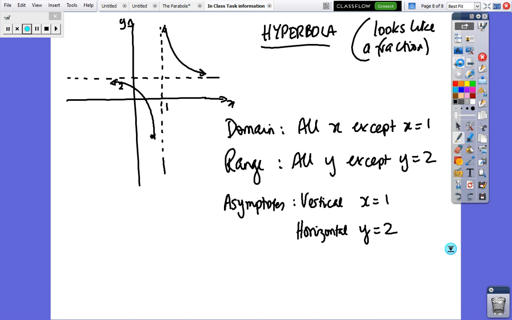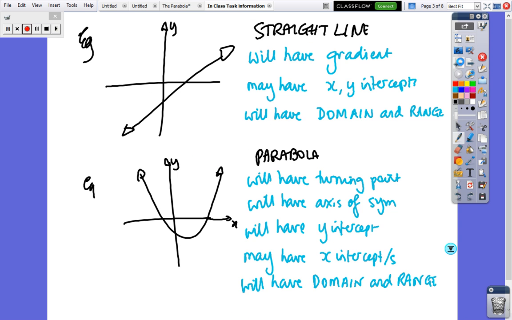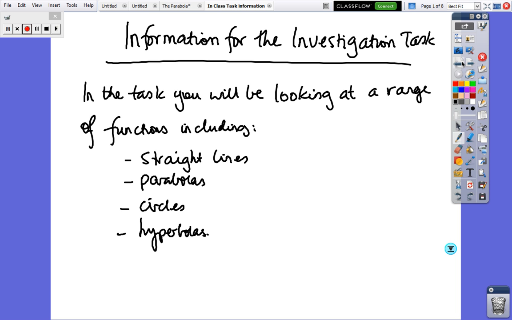Okay, so year 11, I'm just going back to the start here. So this is the investigation task that's coming up, and this is the information that you need to know. It'll probably come through in class, but I'm going to have it in as a video as well.